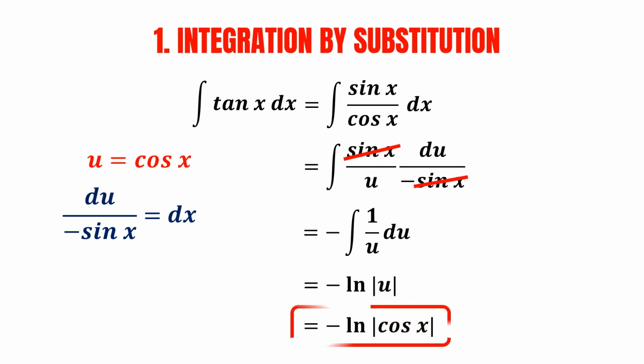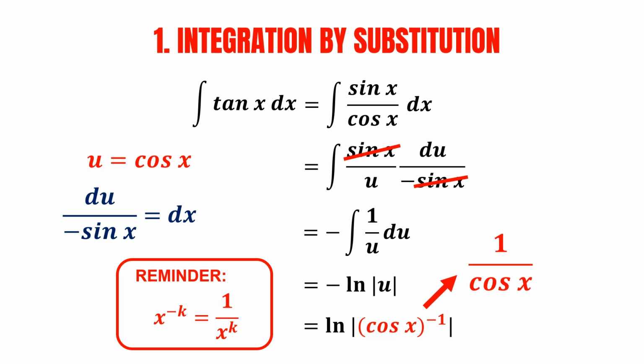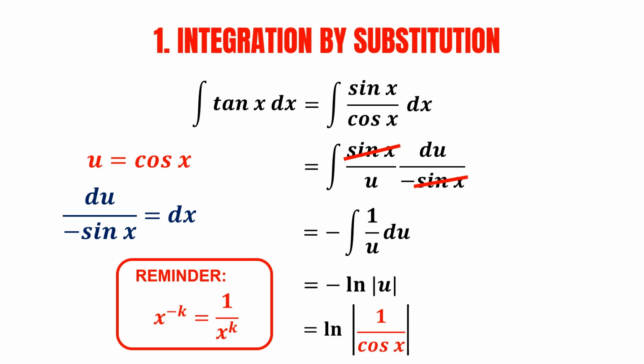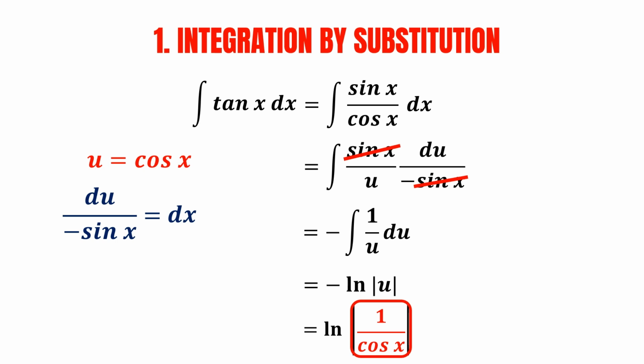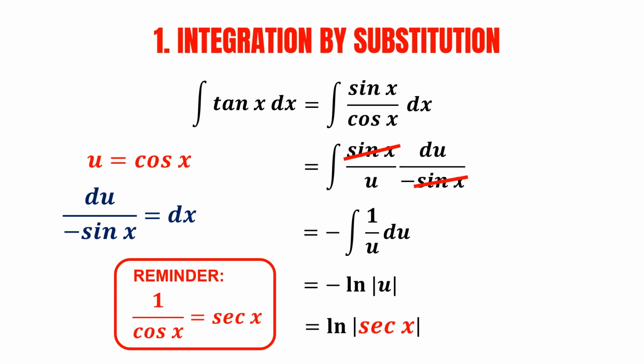And we are done. But this expression can actually be rearranged to get rid of the negative sign. According to the logarithm properties, we can bring this negative 1 to the exponent of cosine x in this case. The expression cosine x raised to the power of negative 1 is actually the same as 1 over cosine x, and by replacing it, we get natural log of absolute value of 1 over cosine x. Besides that, remember that 1 over cosine x is also the same as secant x, so we replace it as well, and we end up with the natural log of the absolute value of secant x.